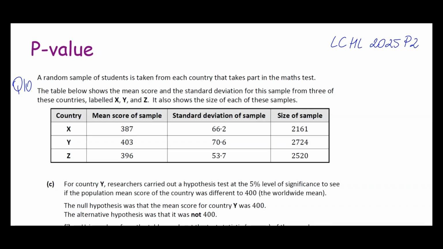Let's look at the most difficult part of your statistics curriculum, which is the p-value. A random sample of students is taken from each country that takes part in a maths test. The table below shows the mean score, the standard deviation for this sample from 3 of these countries, X, Y, and Z. It also shows the size of the sample. And we can see the mean score for each country, the standard deviation, and the size of the sample.